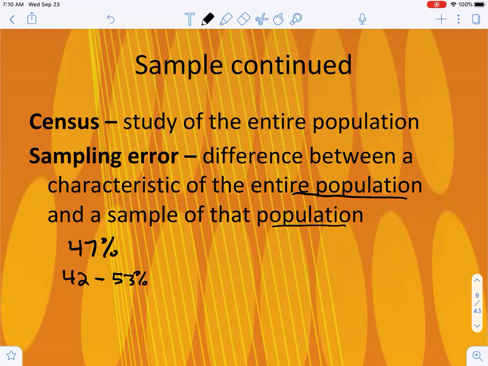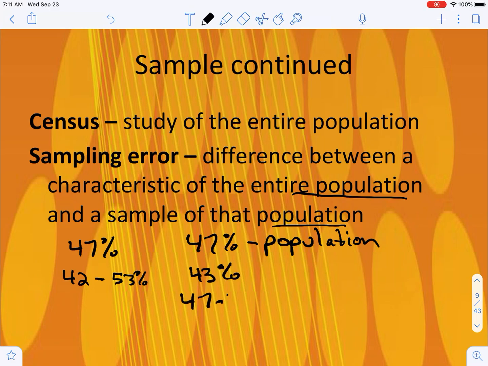So when we say, okay, 47%, this was from our population, that we took last time, all those who voted last time. Then we've done samples, and let's say the sample is at 43%. We'd say our sampling error is 47 minus 43. So we'd have a sampling error of 4%. That's what that's saying right there.